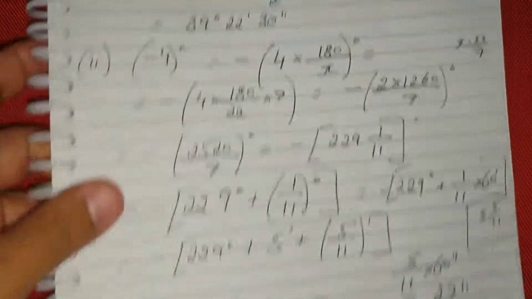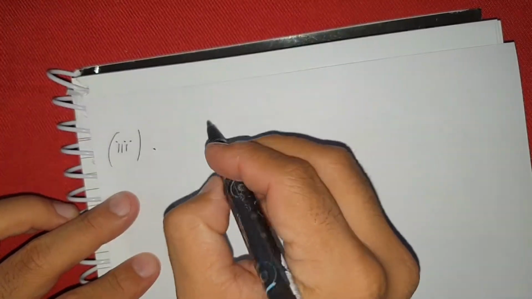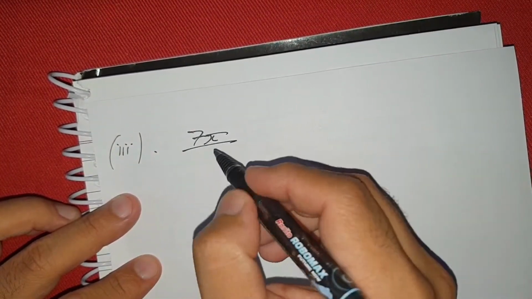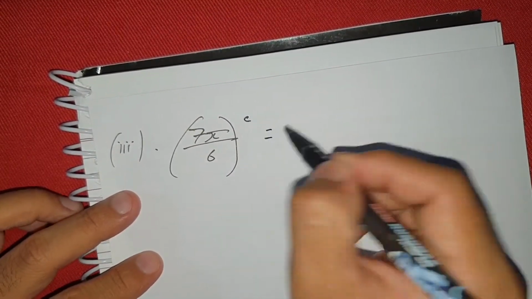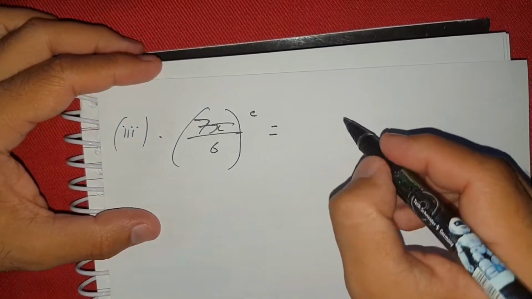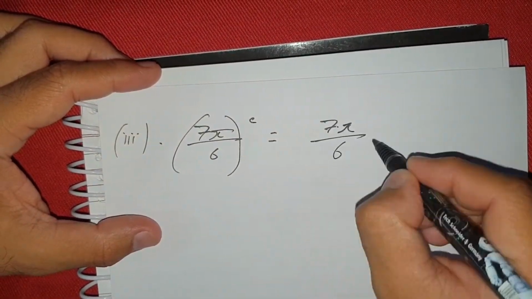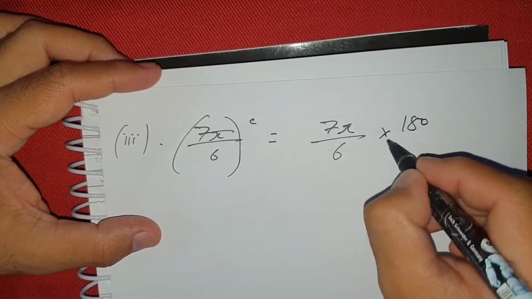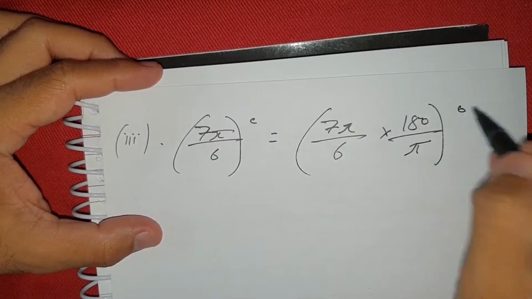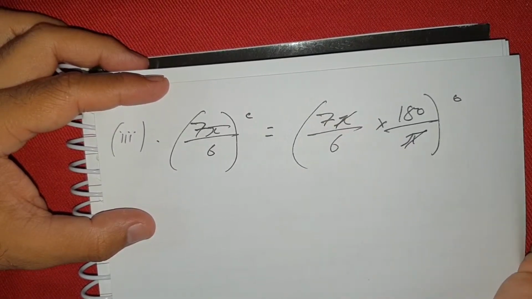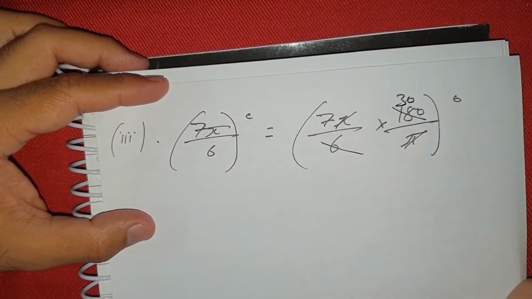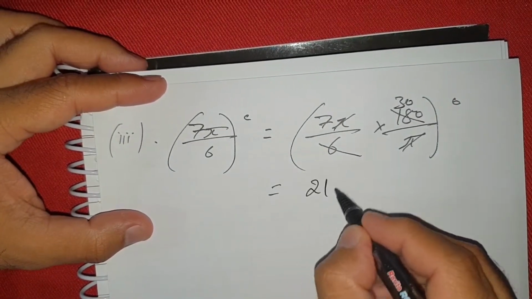Okay. So next point, we can take 7 pi by 6. Now this 7 pi by 6 radian to degree, which is easy. Again 7 pi by 6 into 180 by pi degree. You don't have to put pi as 22 by 7 because pi and pi will cancel. This goes 30 times, so this is 210 degree.